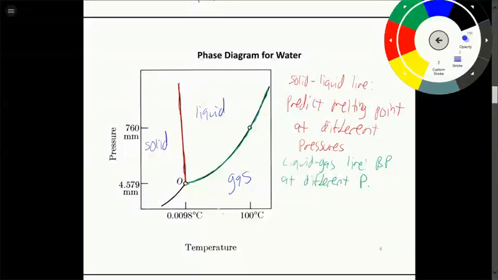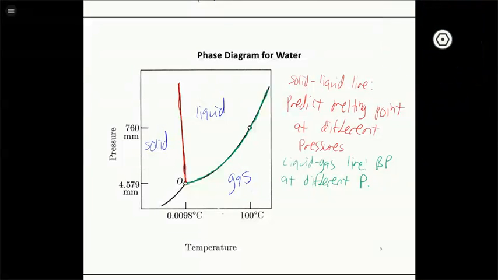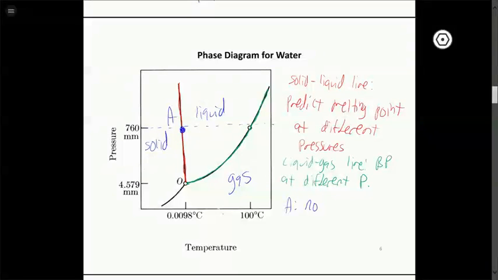And then we'll get some more information on the next slide here. Remember that normal boiling point and normal melting point correspond to 1 atmosphere. So if we're at 760 millimeters, which is 1 atmosphere, and we go straight across, the place where we cross the solid liquid line is the normal melting point, which we see is 0 degrees Celsius. I'll label that A, that's going to be our normal melting point, which is the melting point at 1 atmosphere.